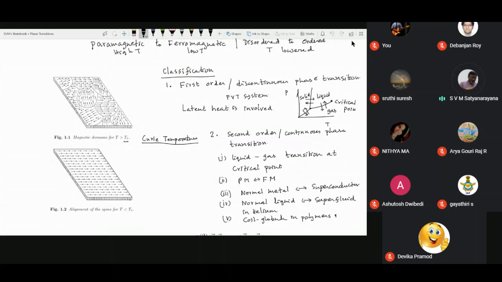Okay, so these are different examples. Now we ask the question, how are these correlations important? Normally we get some information about these correlations in scattering experiments. Like for example, if you take a light scattering experiment.